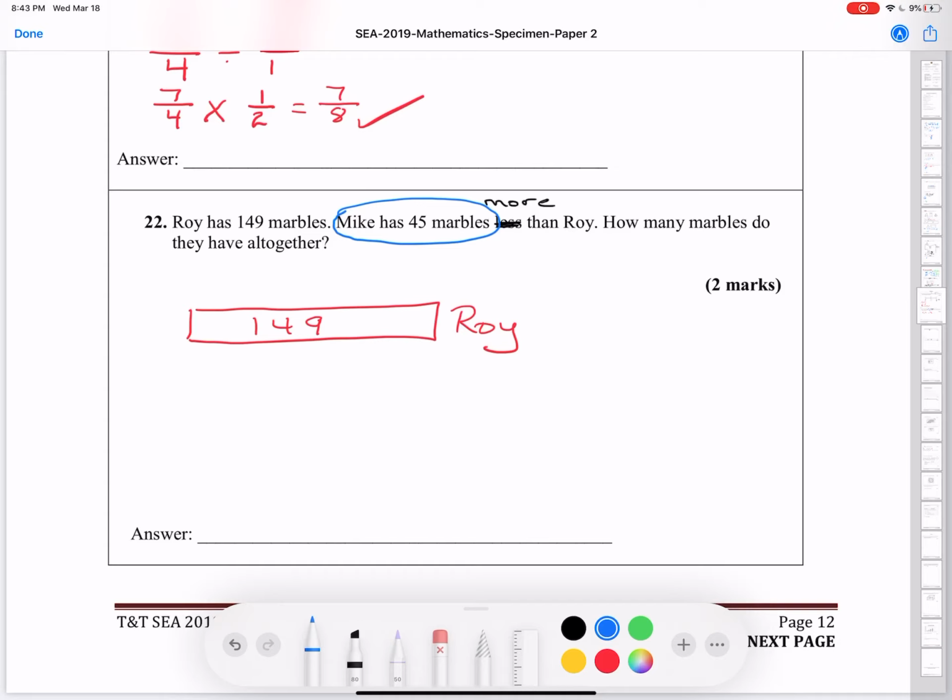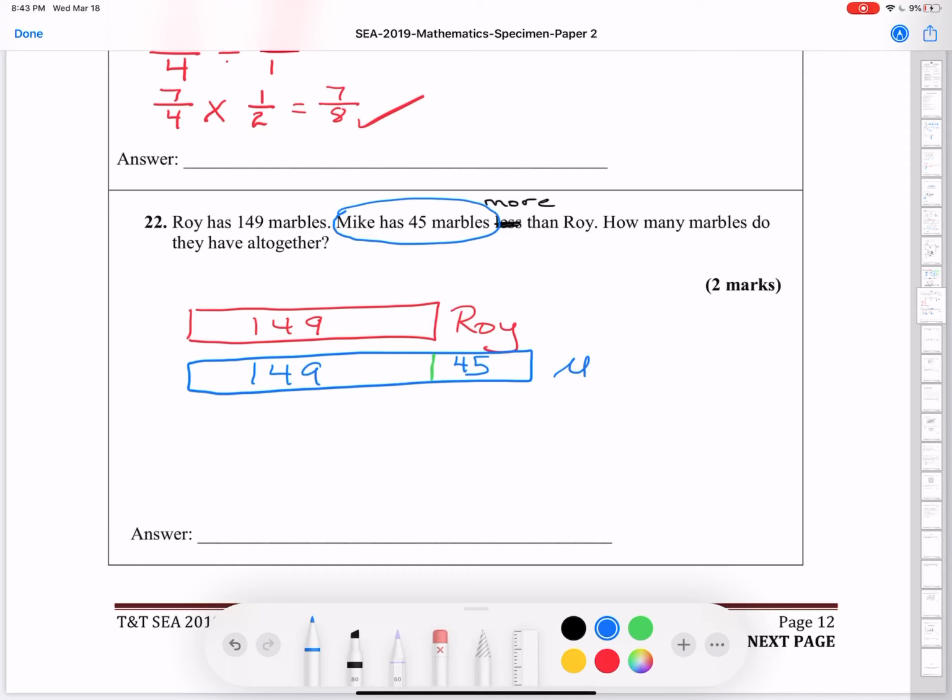Many persons get confused when they don't read the question properly. Mike has 45 marbles more than Roy. So the same number Roy has and 45 more. So when we're drawing Mike's bar, it has to be longer. How much longer? 45 marbles longer. All right. So this area here represents the same 149, and this here represents the extra amount, the 45.